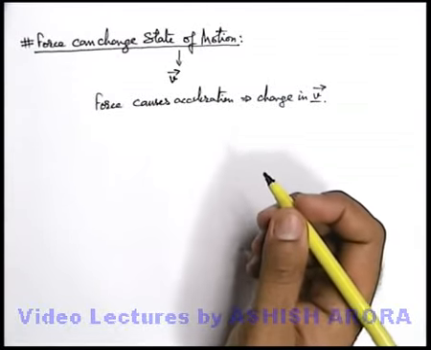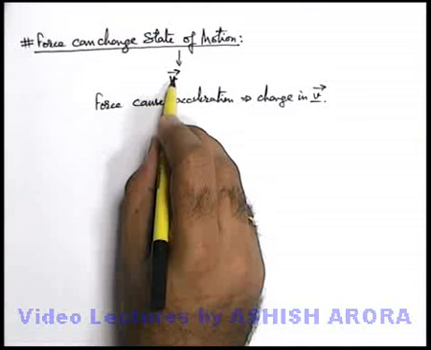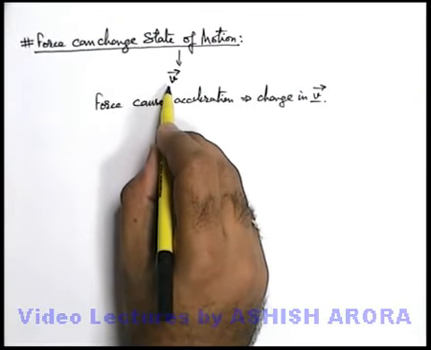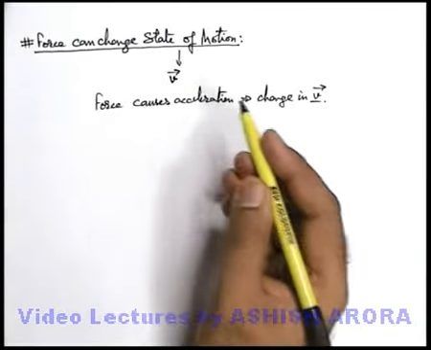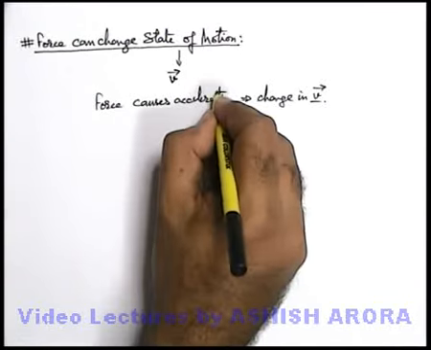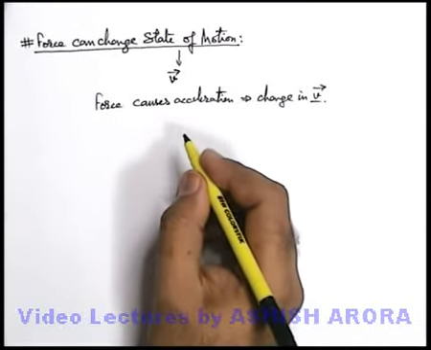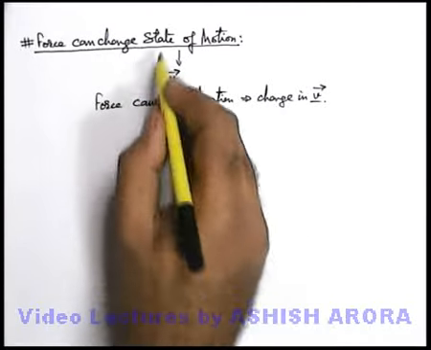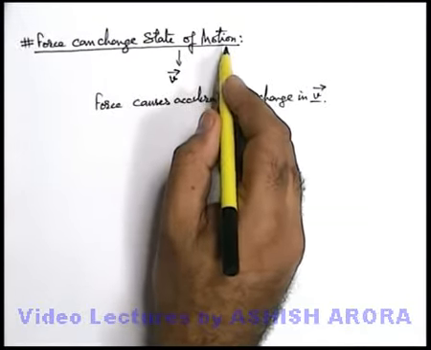As we have studied earlier also, velocity is represented by two parameters. One is its magnitude and the other is its direction. Whether the magnitude changes or acceleration causes a change in direction, in both cases we say the state of motion of the body is changing.